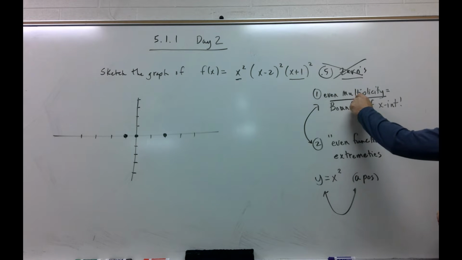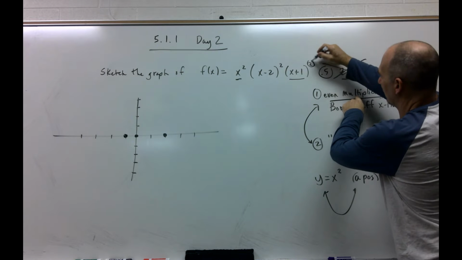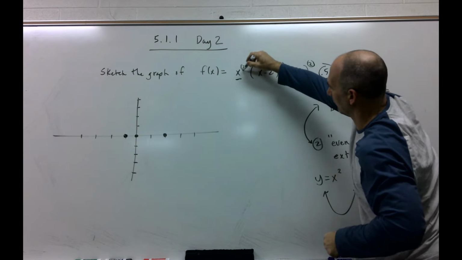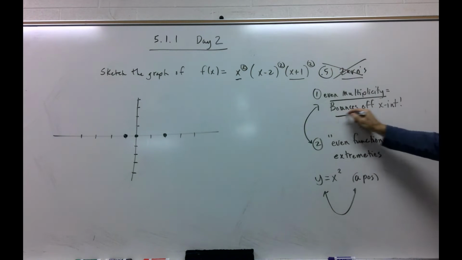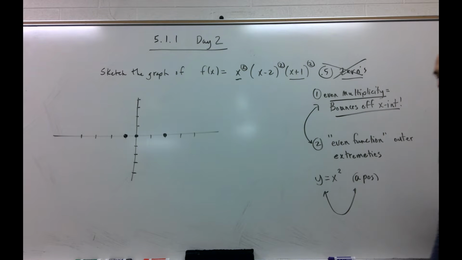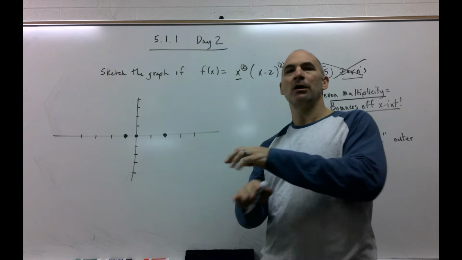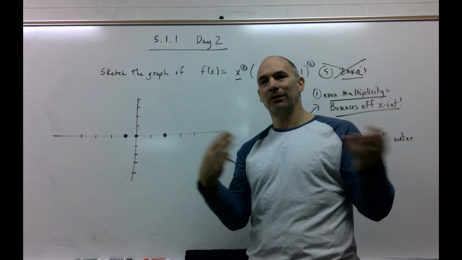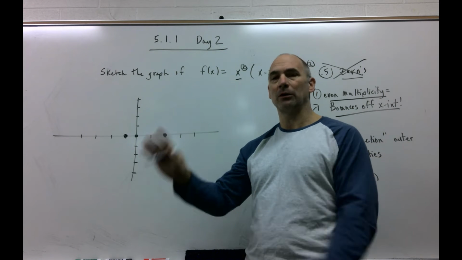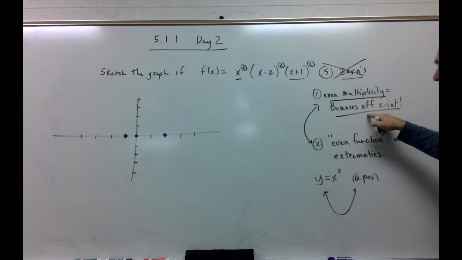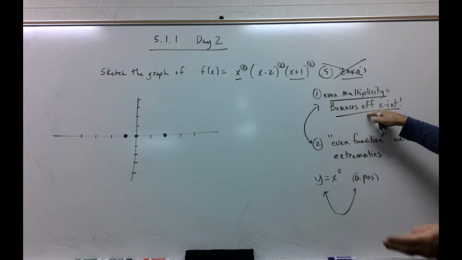If it's even multiplicity, which means that's an even number, that's an even number, that's an even number, it's going to bounce off the x-intercept. Again, you can always go to Desmos and type it in to confirm your suspicions, but after you've done this a while, the book's going to expect that you do it without a calculator, without Desmos. So these are the rules. It bounces off. Well, how does that help me?